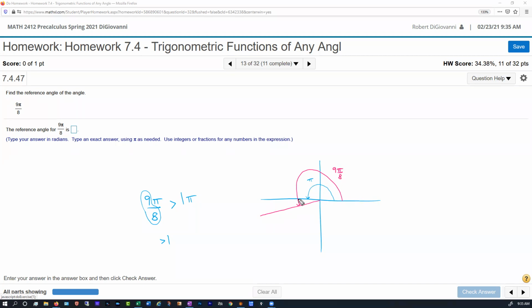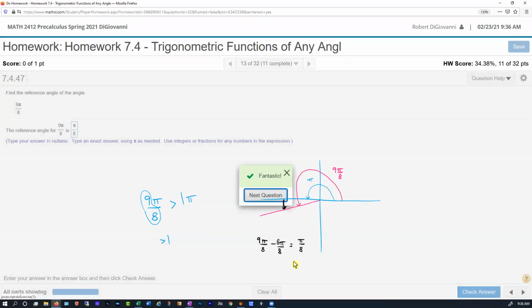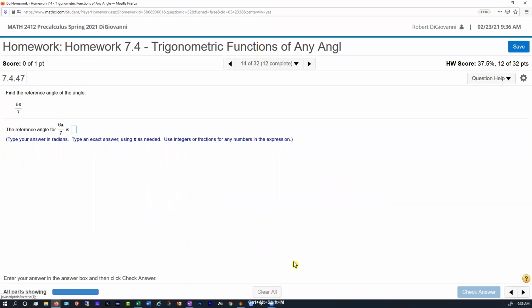So what we want to do is figure out what this angle is right there. We take 9 pi over 8 and subtract from it the blue, which is the pi, and that should give us this little black angle here. I need a common denominator, so I multiply top and bottom of that pi by 8. Then 9 pi minus 8 pi is 1 pi, so pi over 8 should be our reference angle. Pi over 8. I hope there's another one of those. Okay, good. Let's try this.